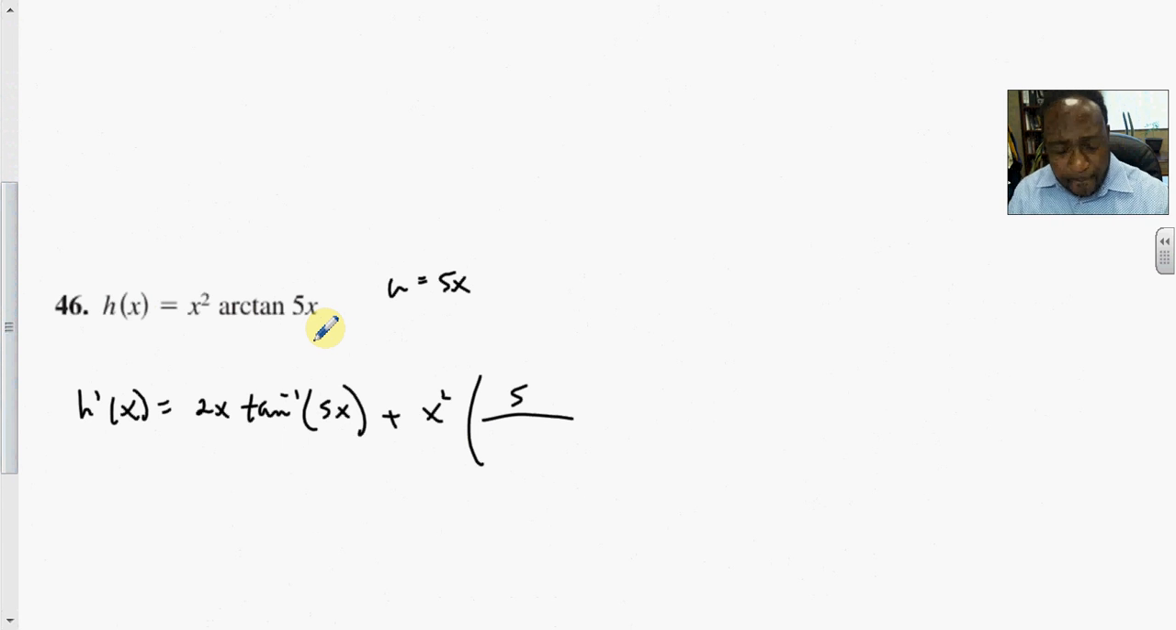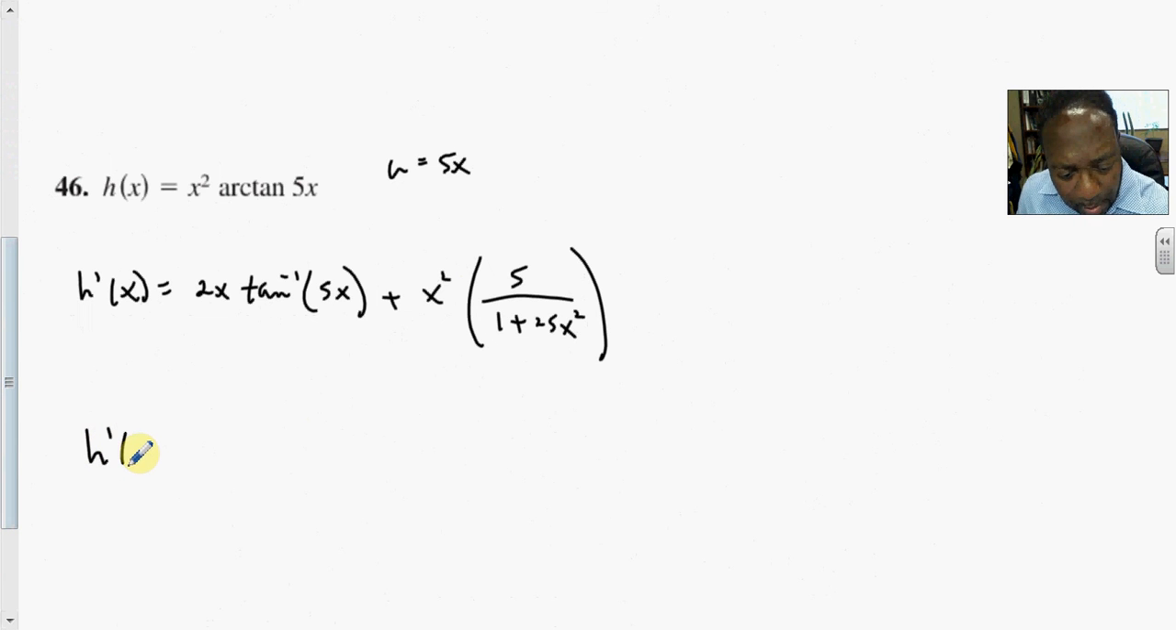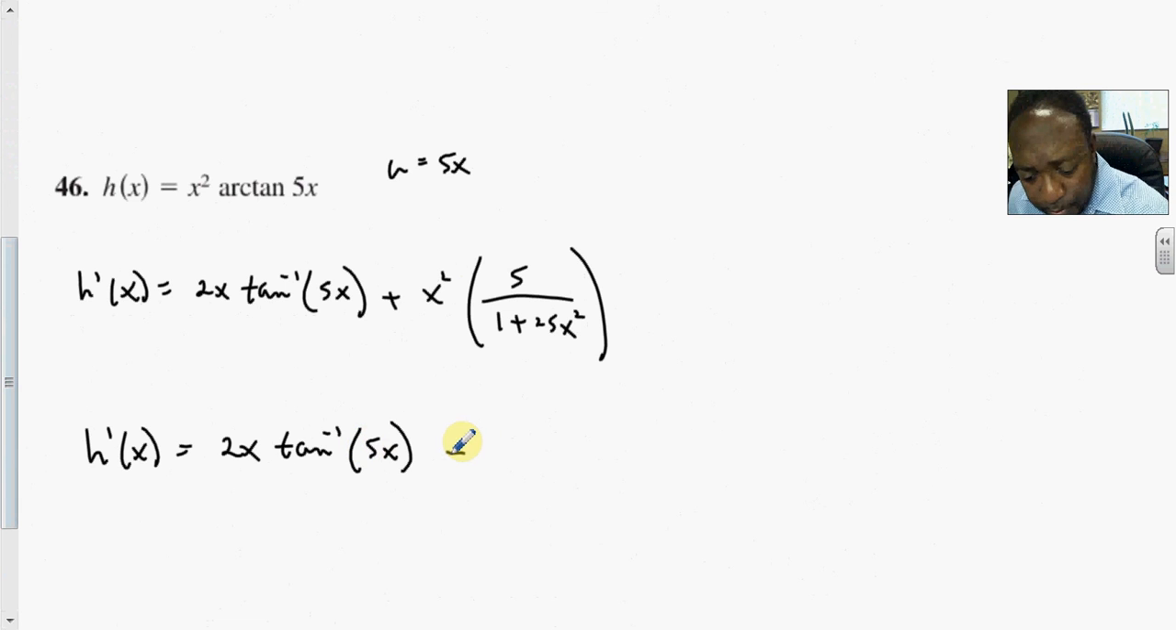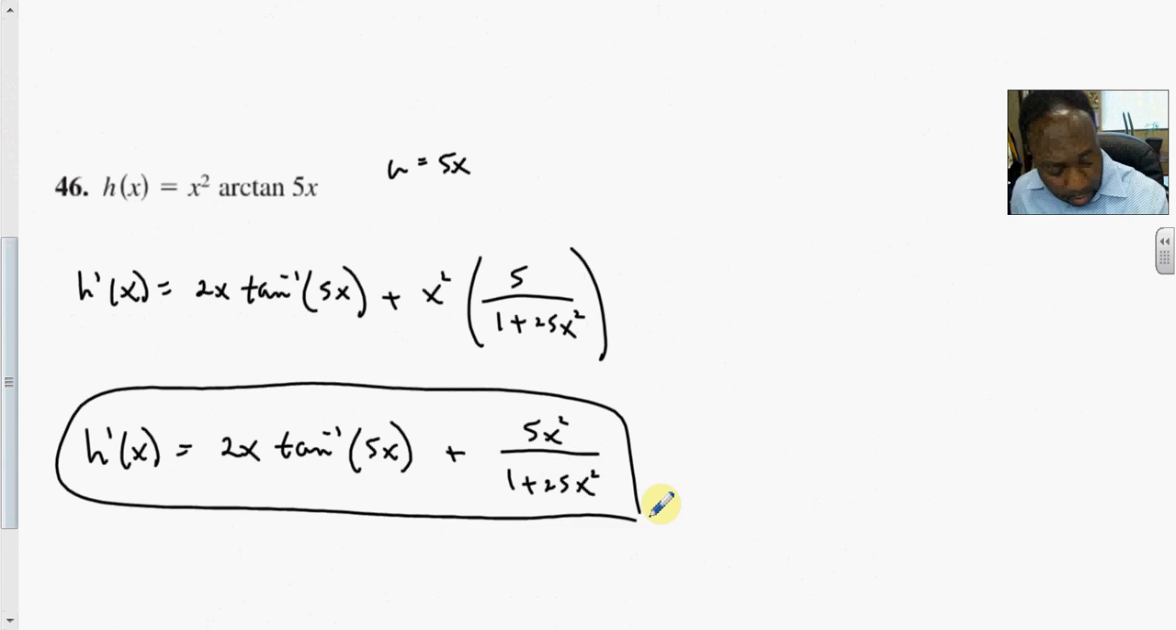All over here, the derivative of tan inverse is defined as the derivative of u, or u prime, all over 1 plus u squared. So this is 1 plus 25x squared. So we can just clean that up and say that h prime of x is 2x tan inverse, or you can say arctan, plus 5x squared over 1 plus 25x squared. So just be careful with that, and I think all should work well. Thank you.